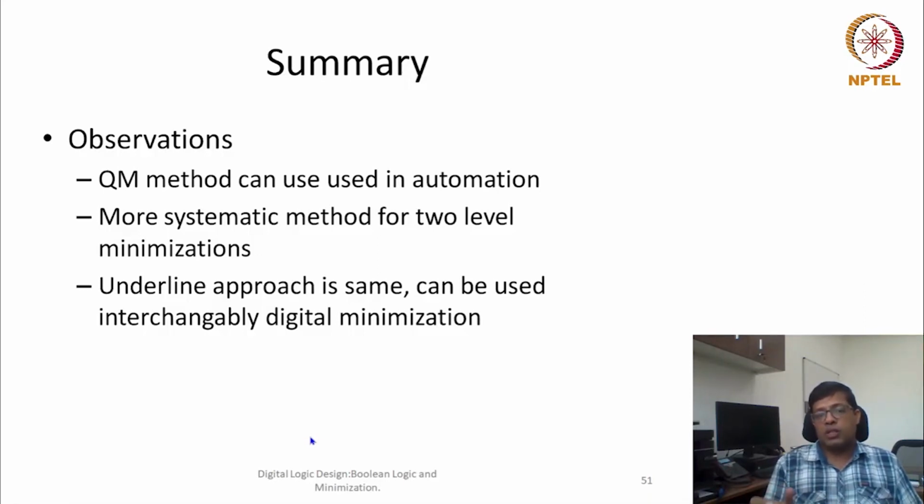We call it two-level minimization because the end result is always either sum of products or product of sums. So there would be two levels of logic, an AND gate followed by an OR gate, or a NAND gate followed by a NAND gate. Because the total number of gate levels in all these solutions would be 2, it's called two-level minimization.